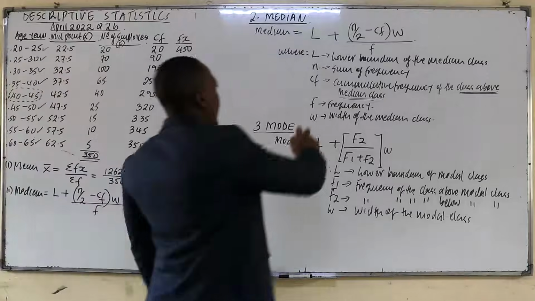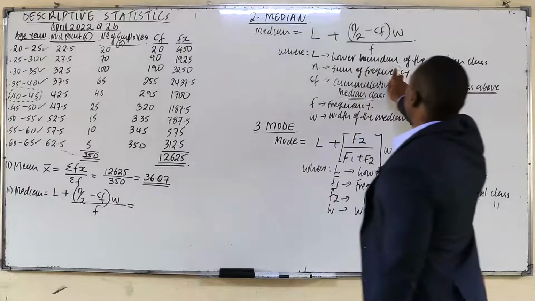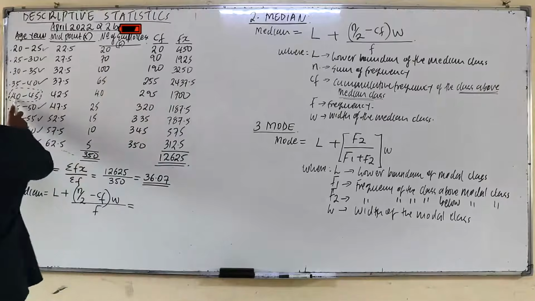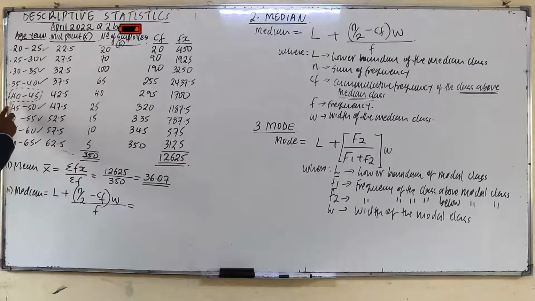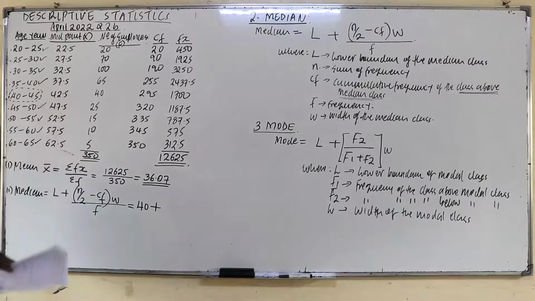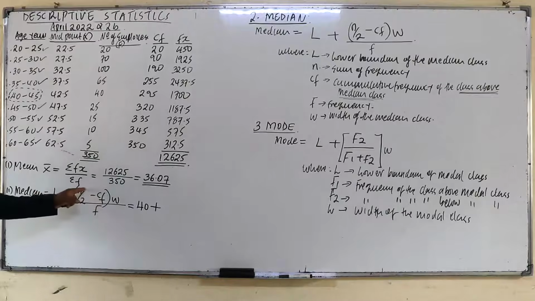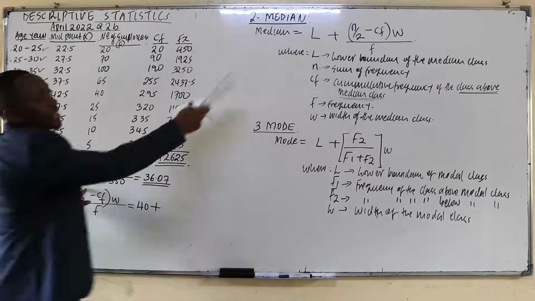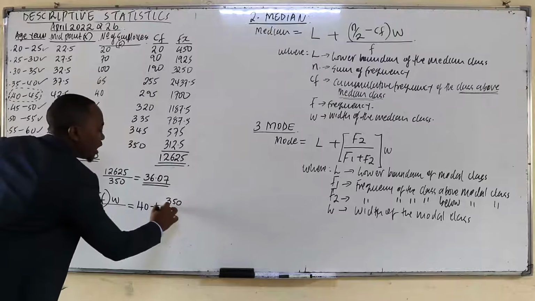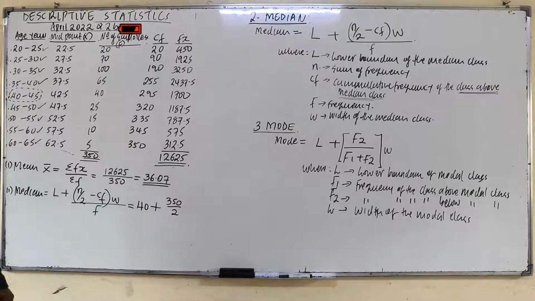So now we need to determine L, the lower boundary of the median class. This is our median class between 40 to 45. So the lower boundary is 40 years, and the upper boundary is 45. So here we need L. The lower boundary will be 40 plus, now you get this average. We see that our N is the sum of frequency, of which we have 350 employees. You divide by 2 to get the average.